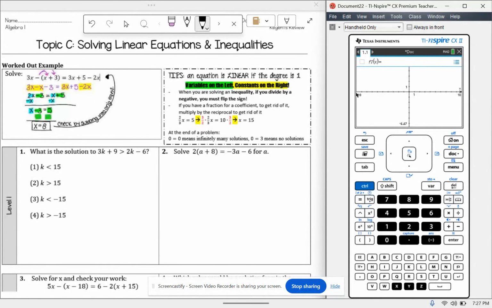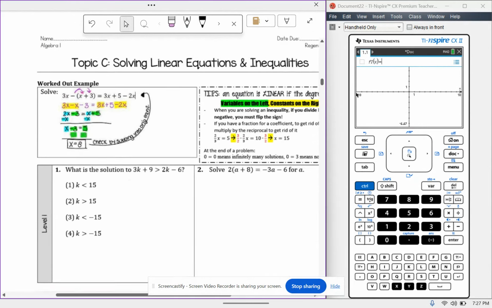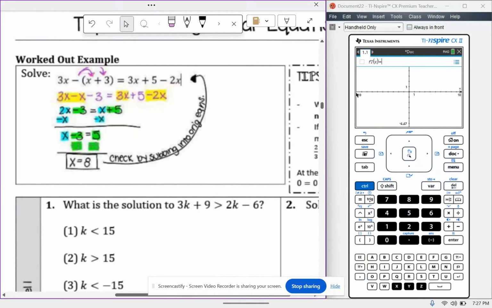Hi, this is topic C, solving linear equations and inequalities. So let's look through the worked example together and see what's going on. It says solve. So remember that the command term solve means that we are trying to get the variable x all by itself, so our answer looks like x equals.